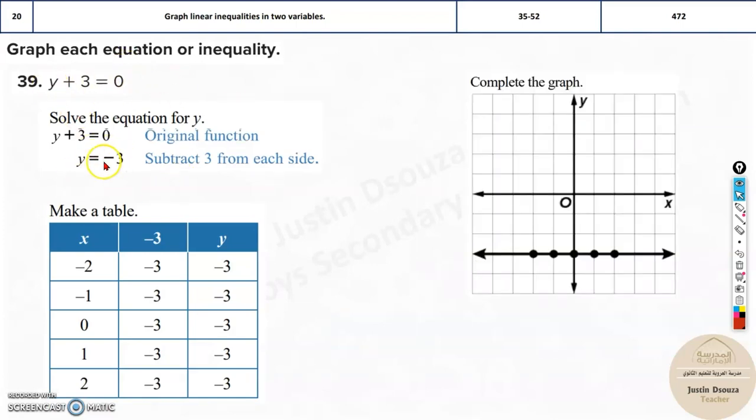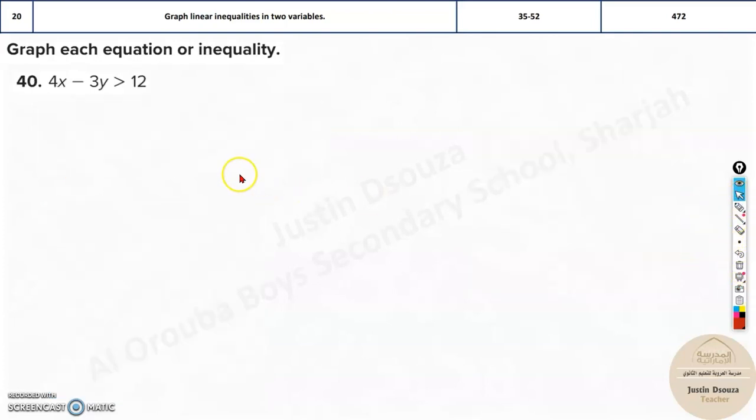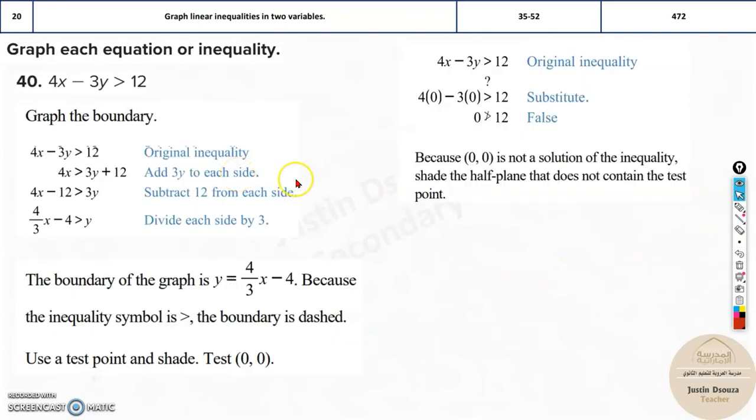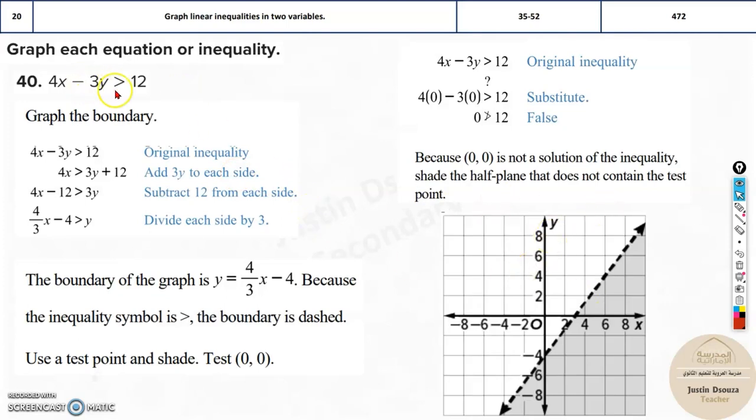If you're confused, here y is equal to -3. There is no x value. So it doesn't matter which x value you take, the answer for y is always -3. It's a straight line. That means where is -3 here? Draw a straight line. Now over here, same like what we have just done. Please make sure you see it.